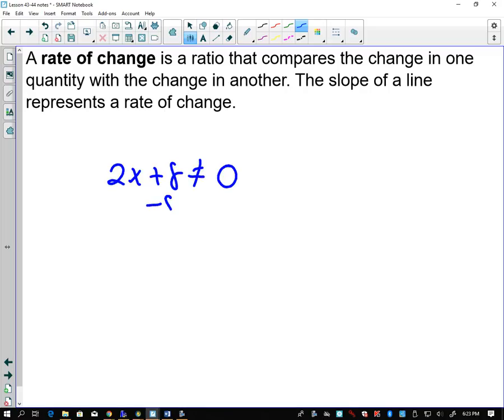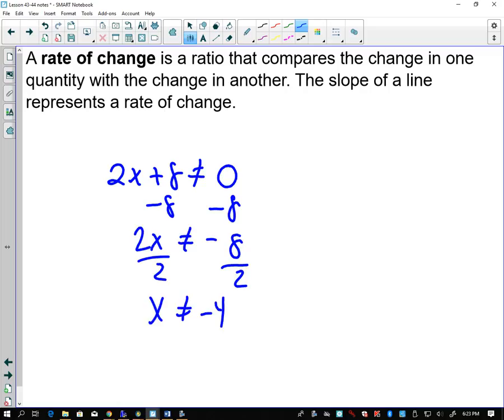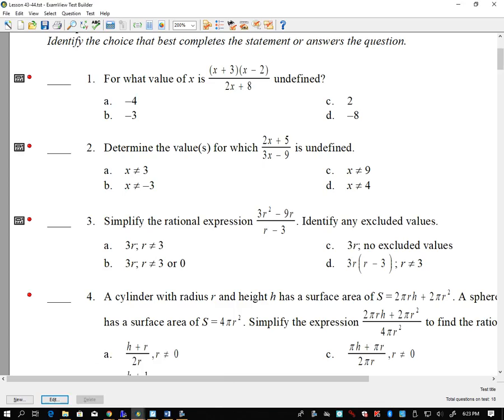So we'll subtract 8. 2x cannot equal negative 8. We'll divide by 2. x cannot equal negative 4. So negative 4 is the value that would cause this to be undefined. And we've got that for A right here. All right, and that basically works out for the rest of this.